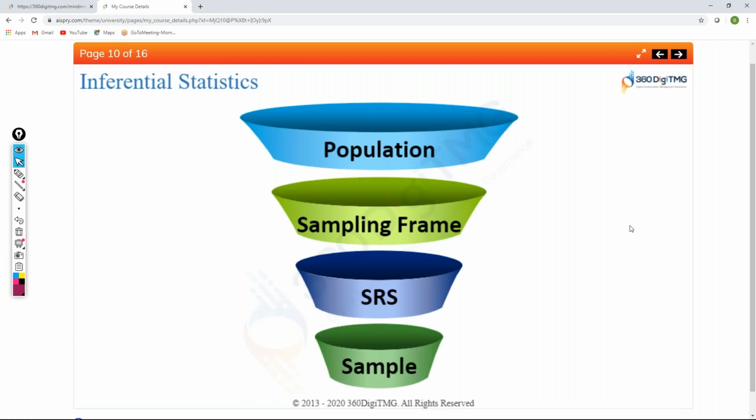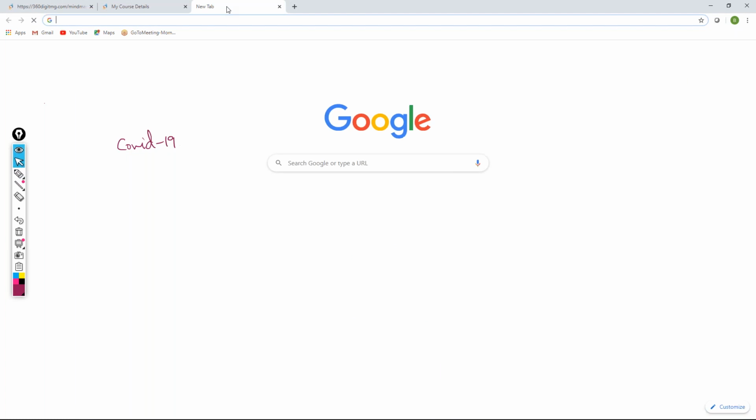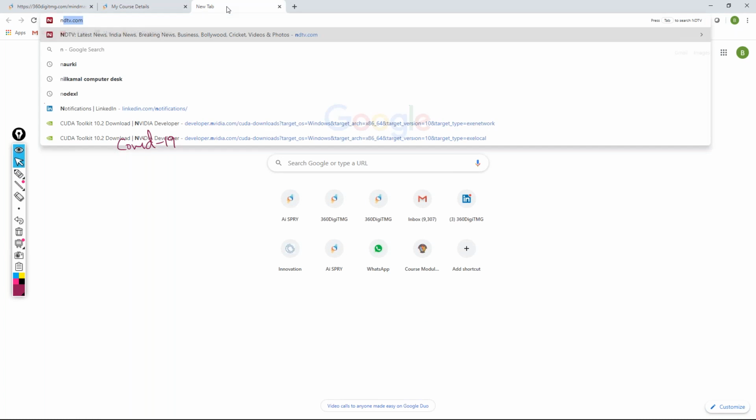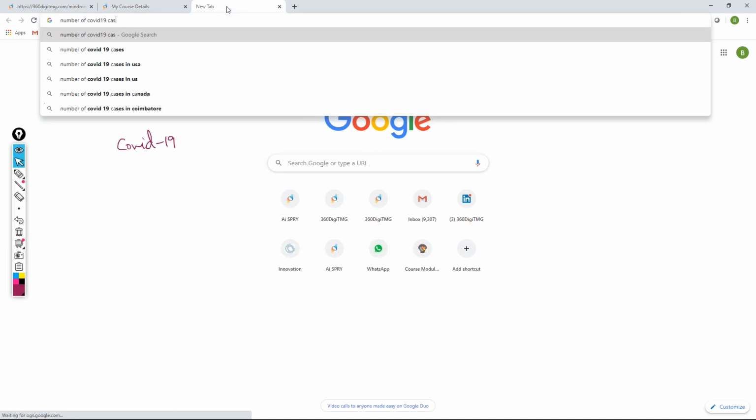We will discuss another concept, and then we will take a quick break and get back to this. So here there is something called inferential statistics, and I'll explain this using COVID-19. How many COVID-19 cases do we have overall? Any guess as of yesterday, across the globe?